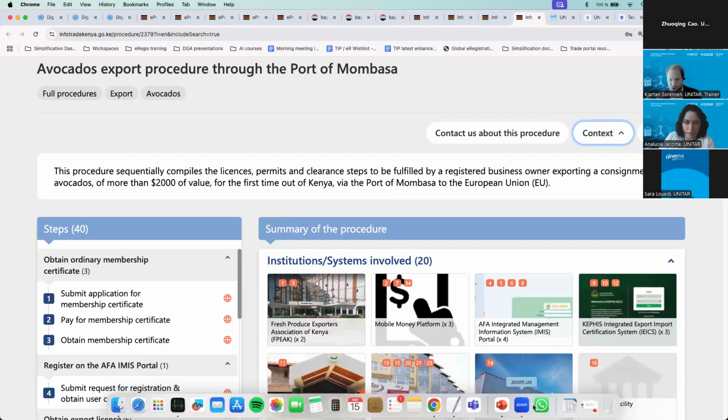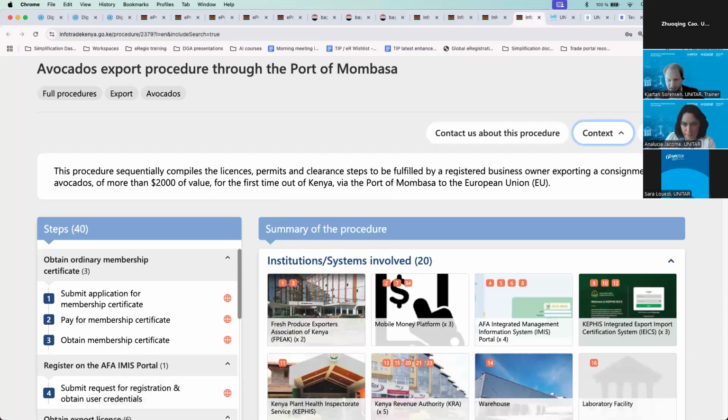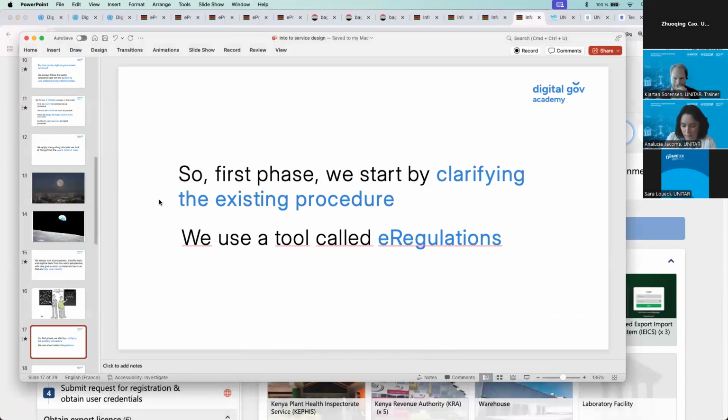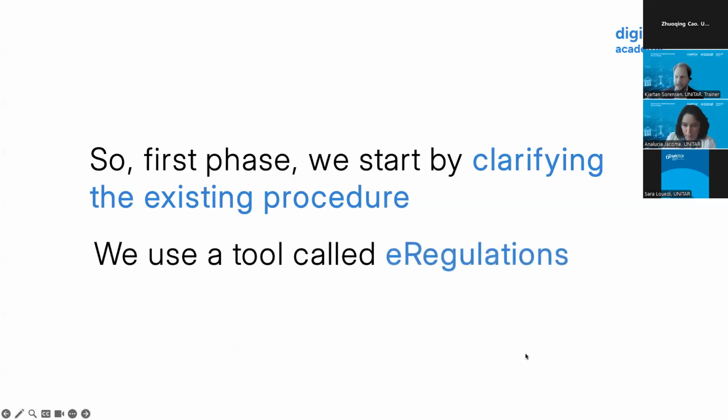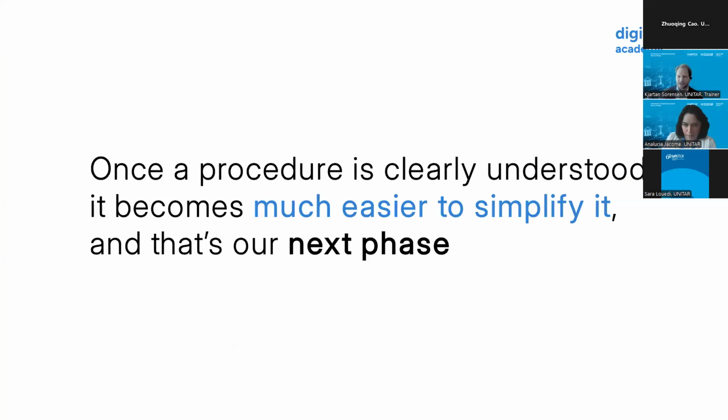All right, so moving on to simplification, I'll go back to my PowerPoint if you allow me. So we looked at how we clarified the procedure, but once it's clearly understood, we can see that it becomes much easier to find ways to simplify it. And that's our next phase, if you remember our 4 phases, right? Before service design.